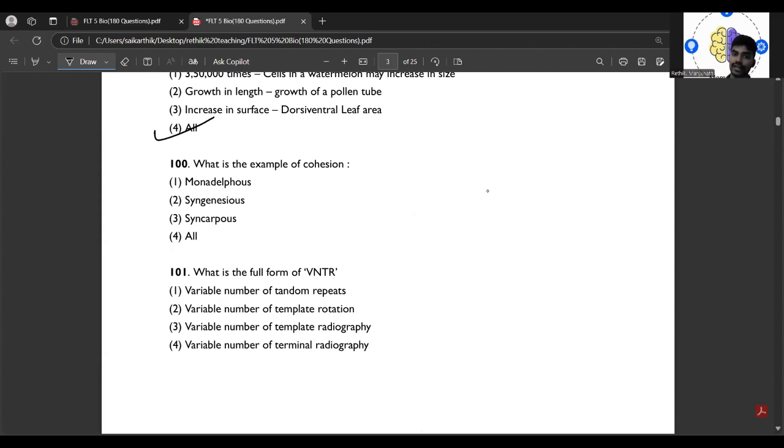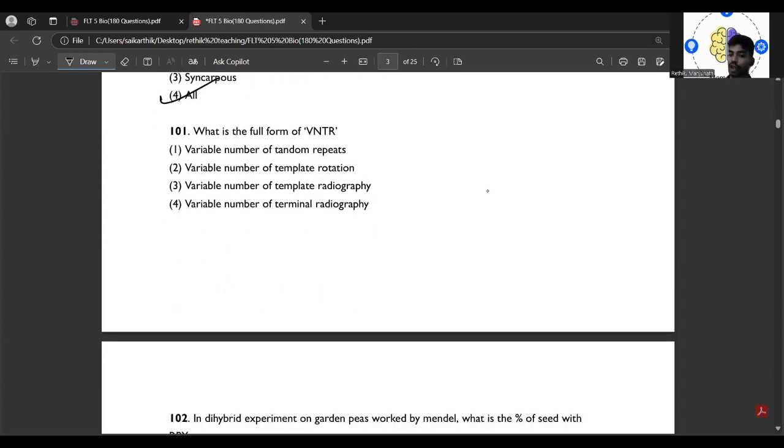Coming to question number 100. What is the example of the cohesion? Can you give an example of cohesion? The examples of cohesion are Anodeliphos and Xenerginos, then Syncarpus. All these three are actually examples of the cohesion.